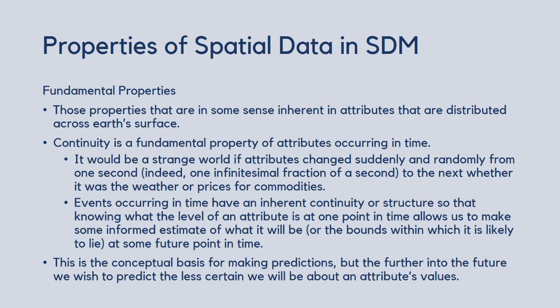It would be a strange world if attributes changed suddenly and randomly from one second to the next, whether it was the weather or prices for commodities. Events occurring in time have an inherent continuity or structure, so that knowing what the level of an attribute is at one point in time allows us to make some informed estimate of what it will be at some future point in time. So this is the conceptual basis for making prediction. But the further into the future we wish to predict, the less certain we will be about the attribute's value.